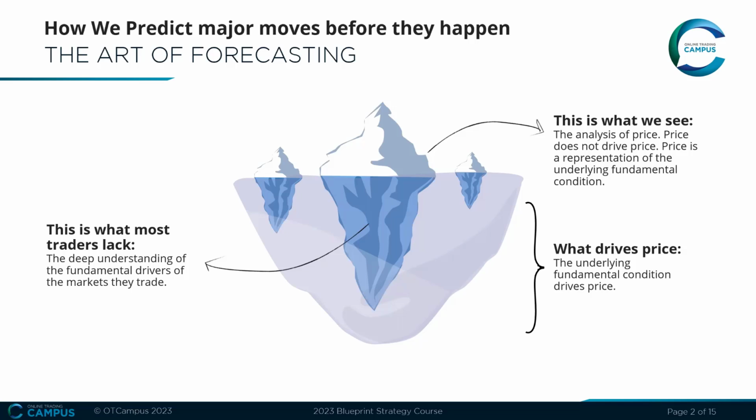We see price. However, what's the issue with price? Well, what we see is only a representation of the underlying fundamental condition of the market. So we can see the iceberg, or the tip of the iceberg. However, what we cannot see just yet is what is hiding below the surface. Now, let me explain this.